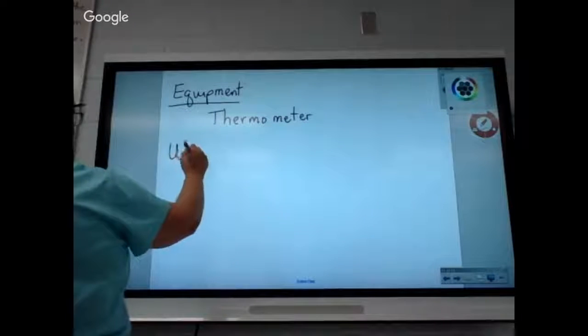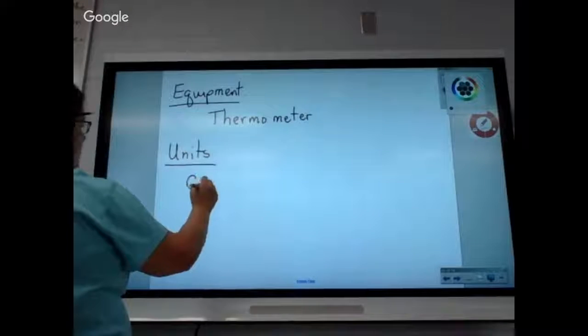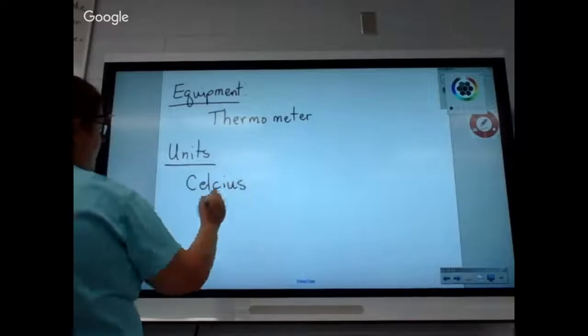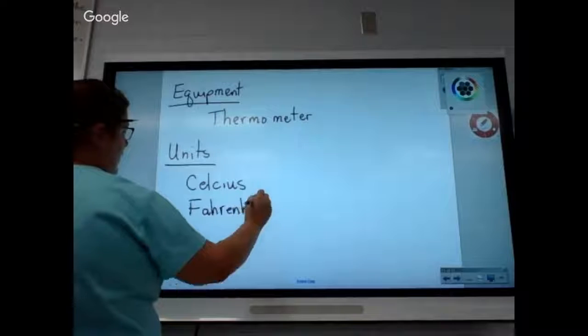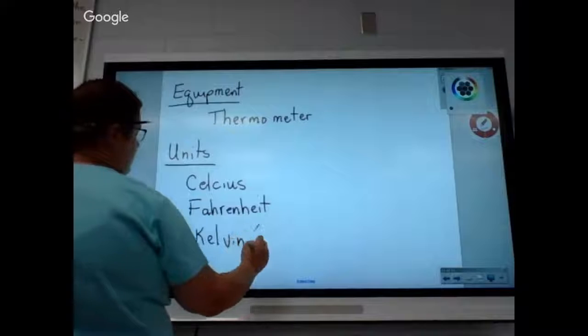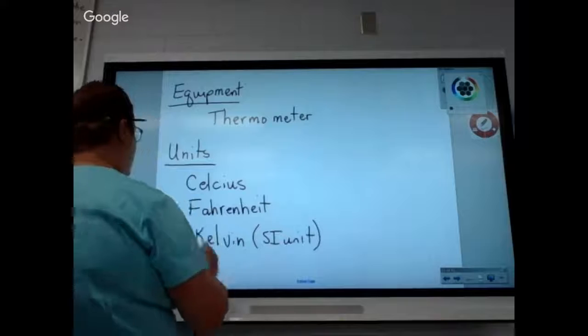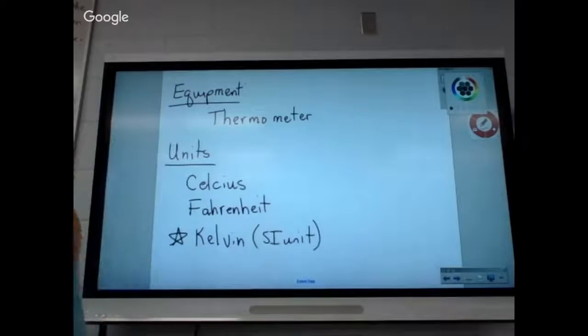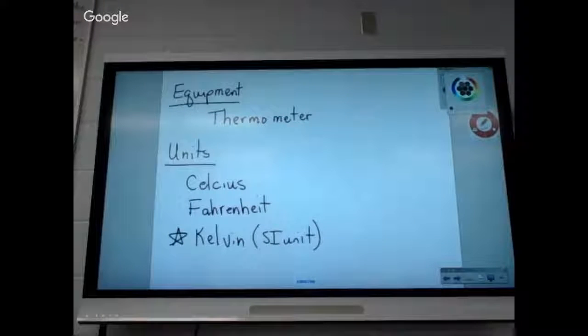Now, the units that we use for temperature are Celsius, Fahrenheit, and a lot of you know from the other day that the SI unit is Kelvin. Now, all of our calculations this semester have to be in Kelvin, with the exception of the formula that we're going to learn today. The formula that we're going to learn today can be done in Celsius or Kelvin. All right? Now, we're going to learn, or really use, two formulas today.